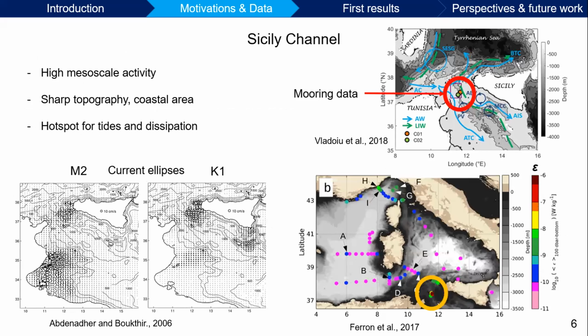It's a region with lots of high mesoscale activity. As you can see on the top right figure, you have well-identified eddies and mesoscale currents. You also have a sharp topography, and it's a coastal area, and also it's one of the hotspots for tidal motion and dissipation of turbulent kinetic energy in the Mediterranean. So we have everything we need to answer those questions.